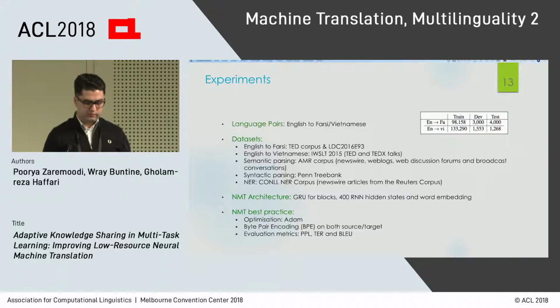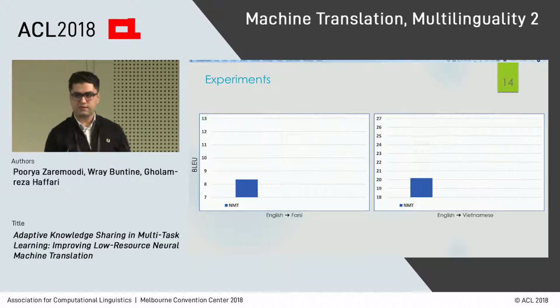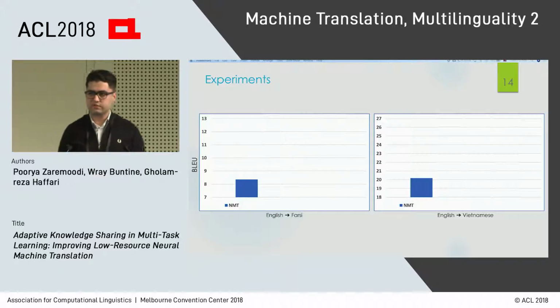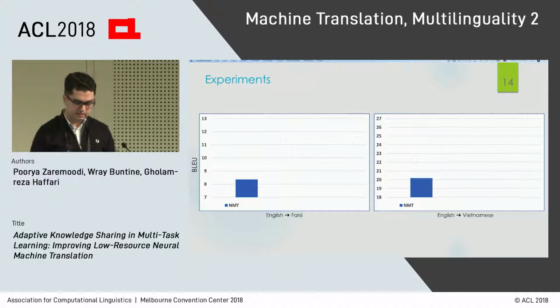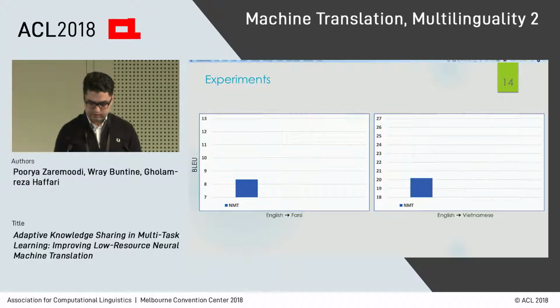As I mentioned before, for the internal architecture of the blocks, we used the GRU, we used Adam optimization, and we applied BPE on both the source and the target side. And for the evaluation metrics, we used perplexity, TER, and BLEU score. Here is the result for the model which is trained with only translation data. This model is not multitask.